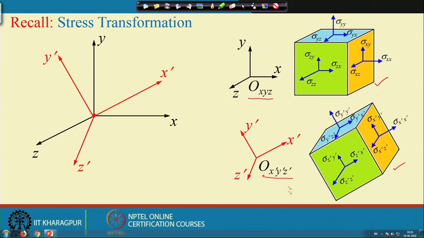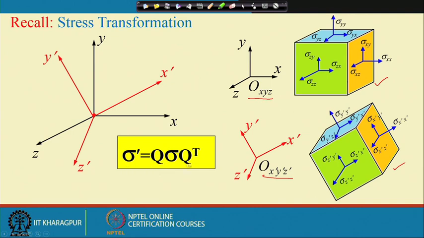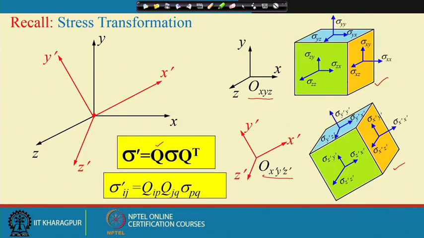Now, these two representations can be related to each other through a transformation matrix, and this transformation matrix is Q. Q has a property: it is an orthogonal matrix, an orthogonal transformation. That we also discussed. If I have to write this in indicial form, then the form becomes this. So, if we know the stress at a point with respect to any coordinate axis, then since we can have infinite number of coordinate axes at the point, for any coordinate axis we can obtain the stress components by this transformation.